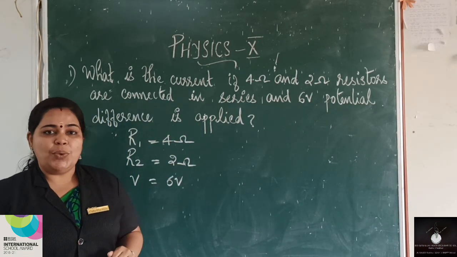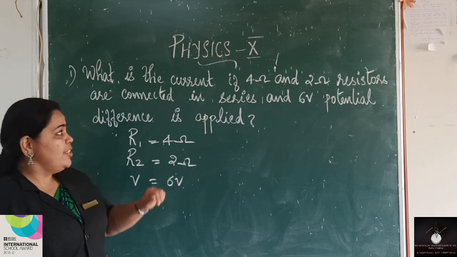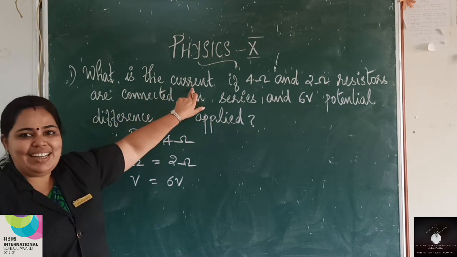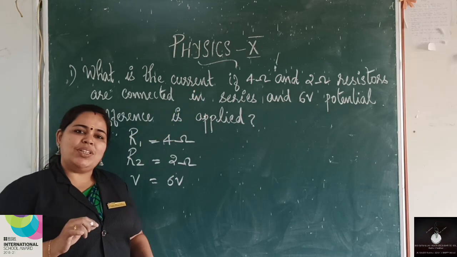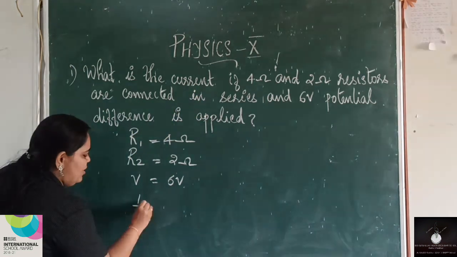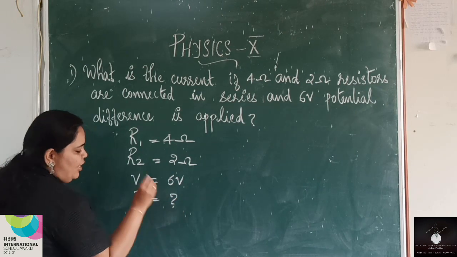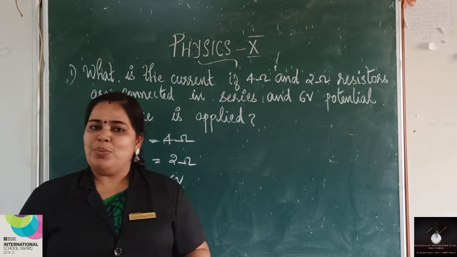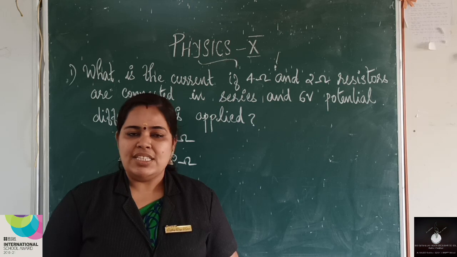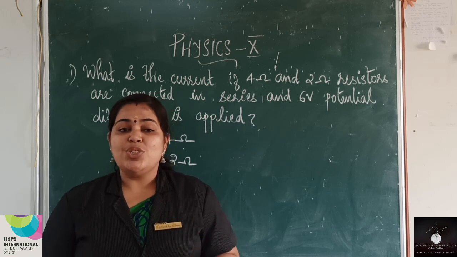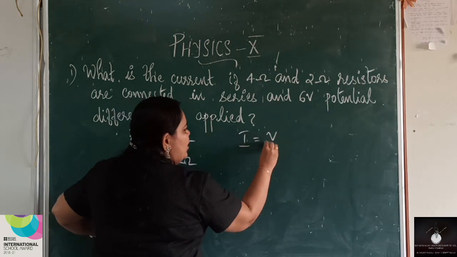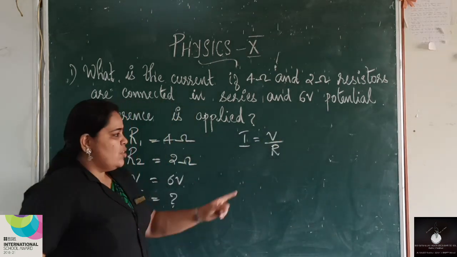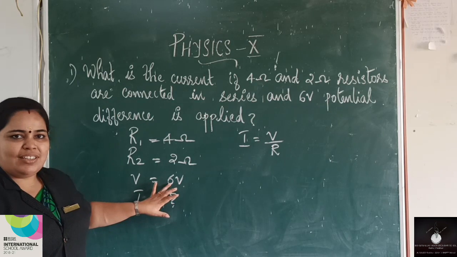And what you have to find out here? You have to find out the current. So which is the letter used to denote current? I. So you have to find out I. You have studied the formula for finding out current, isn't it? What is I according to Ohm's law? I is equal to V by R. So already V is given here.